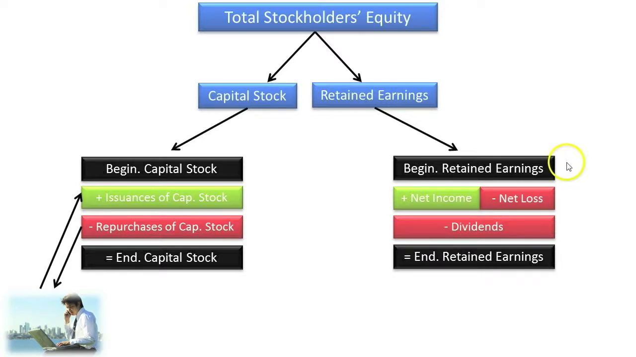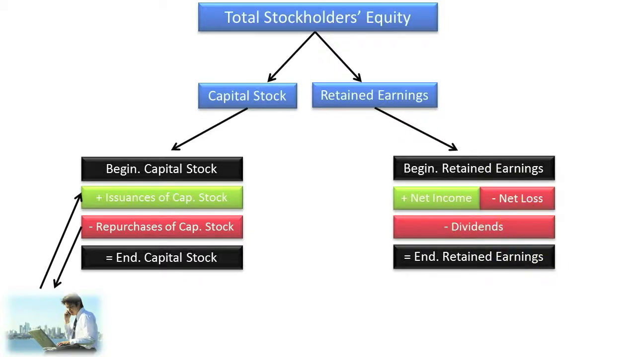When a business is profitable, its current period net income is added to the beginning retained earnings balance. When a business is unprofitable, its current period net losses are deducted from its beginning retained earnings balance. When dividends are paid out to stockholders, retained earnings decrease.